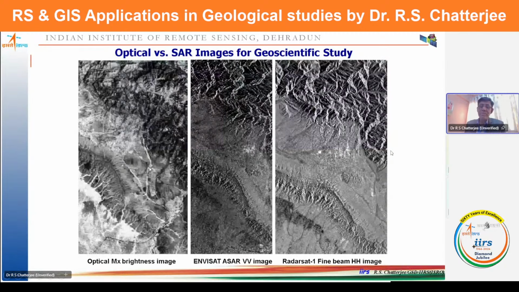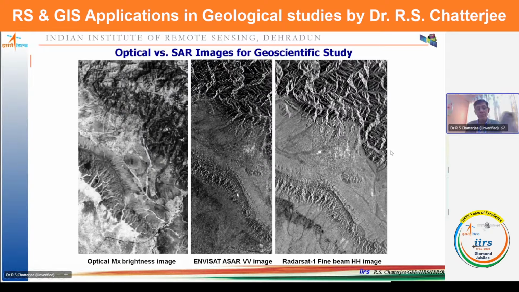So see how these images look. This is an optical, this brightness image, where I have converted a multispectral to a black and white image. Okay, the same area, you see this radar image. Radar image of different resolution. See here this Himalayan terrain, it looks so much distorted, isn't it? But here it is upright geometry, you can see. At the same time, you can see the microtopography is very clear here.